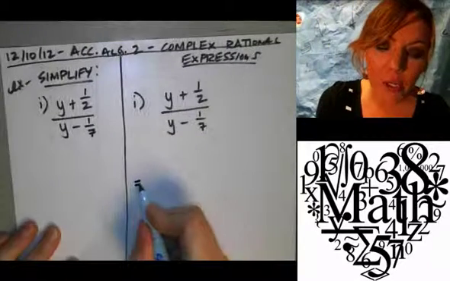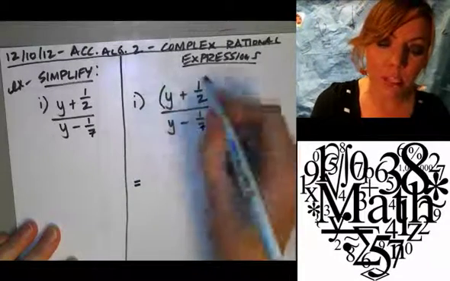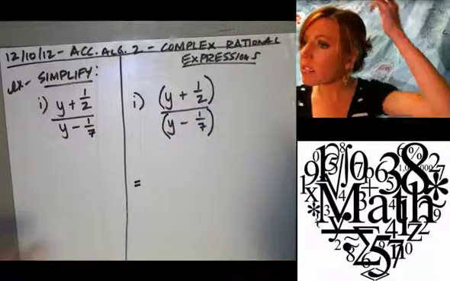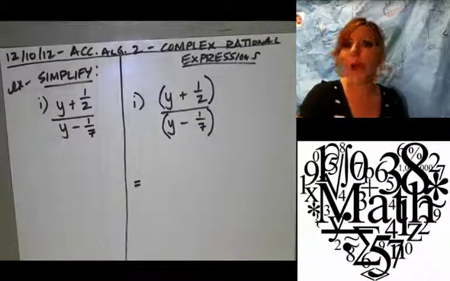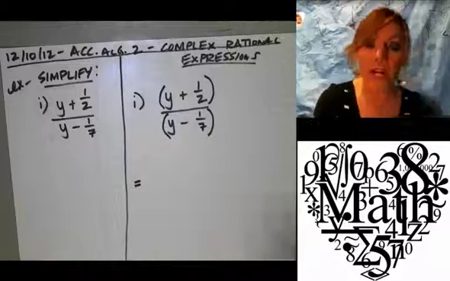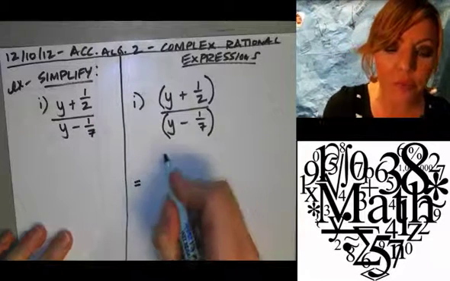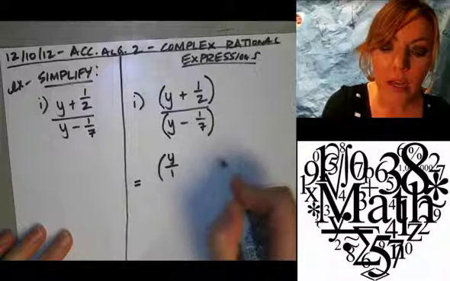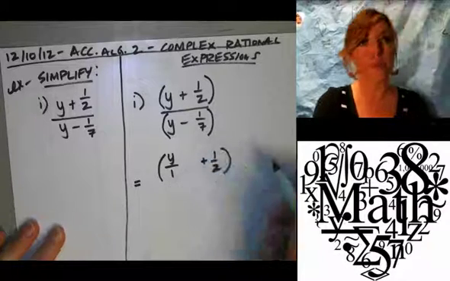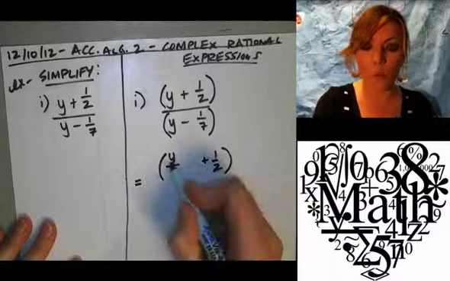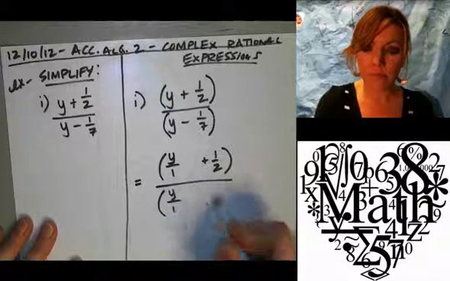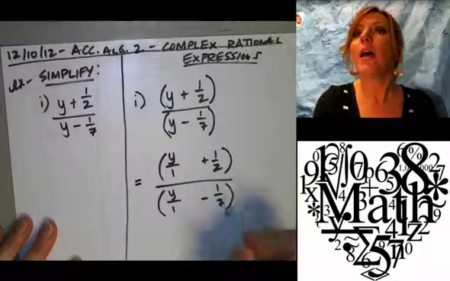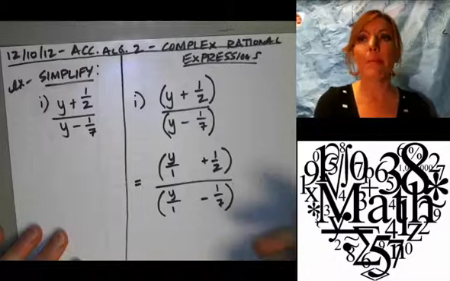Okay. So how many people would agree? Let's put some parentheses up here so we don't get too lost. The numerator is y plus 1/2. The denominator is y minus 1/7. How many people would agree that y plus 1/2 is the same thing as y over 1 plus 1/2? Is that true? All I did was put the y over a 1. Any idea why I'm going to do that? To make their denominators the same. Excellent. Everybody give it up for Marcy.